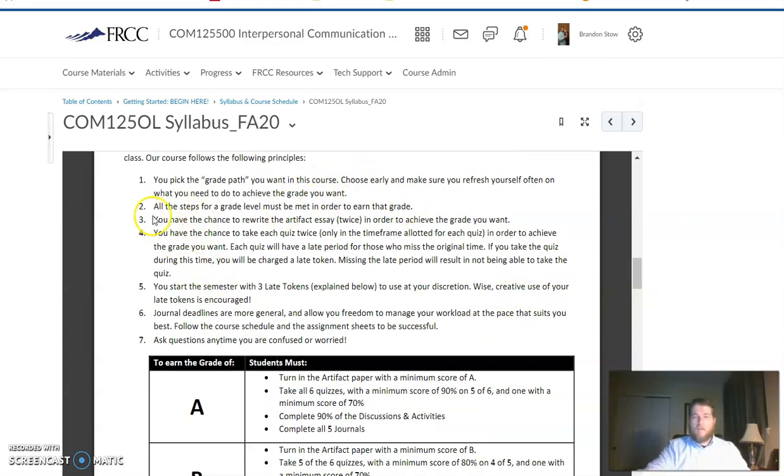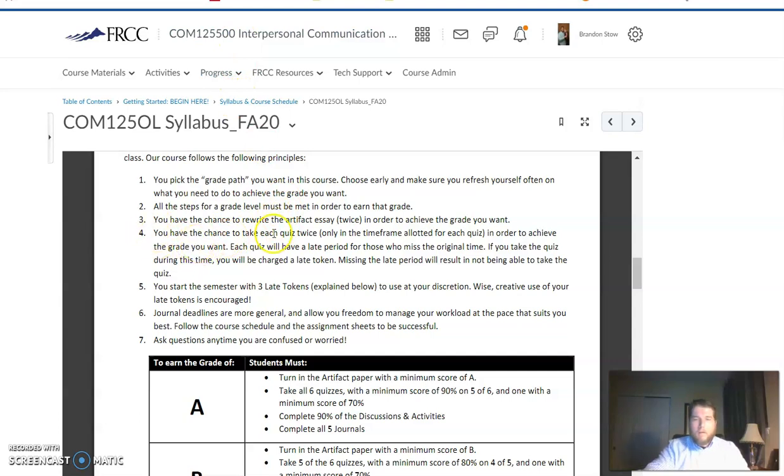You have a chance, so number 3, you have the chance to rewrite the artifact essay twice to get the grade that you want. So, that means you write it the first time, you turn it in, I'll give you feedback, I'll give it back to you, and then if it's not quite the grade you want, you can rewrite it, you give it back to me, I give you feedback. Maybe your grade raises, but maybe it's not where you want it to be. You can rewrite it again, okay? So you can rewrite the artifact paper up to twice. So the original and then 2 more, okay? And we'll talk about that a little bit.